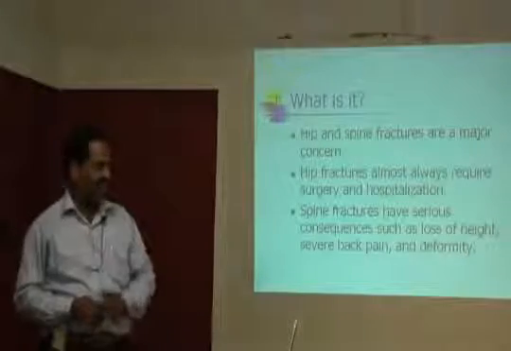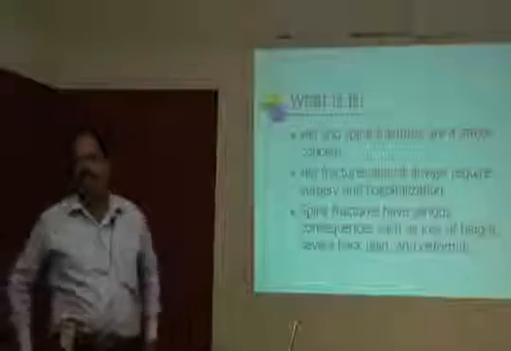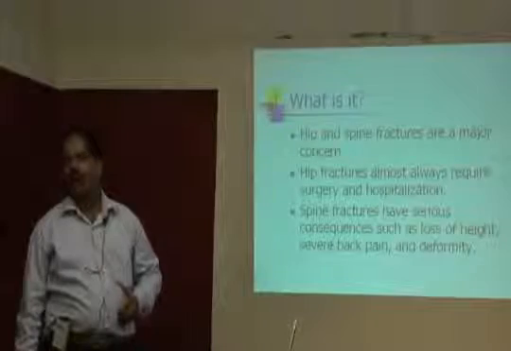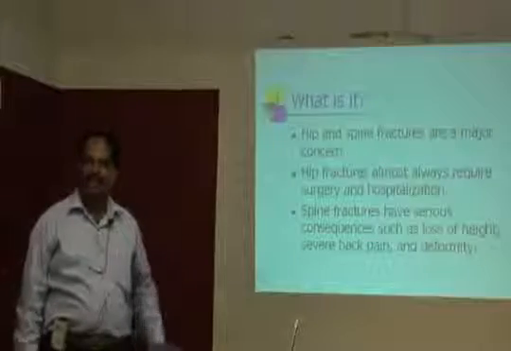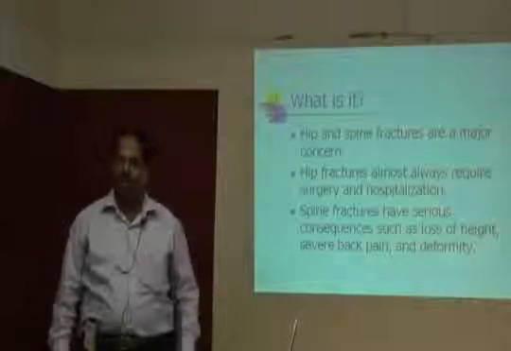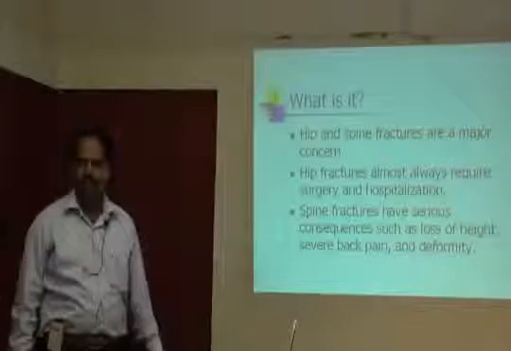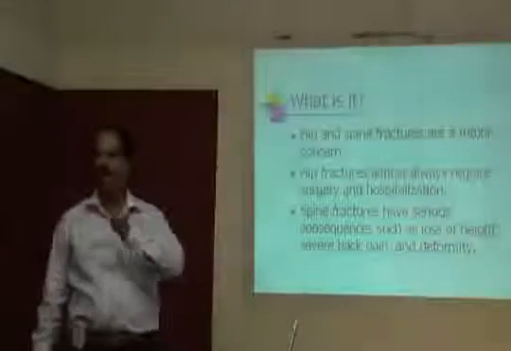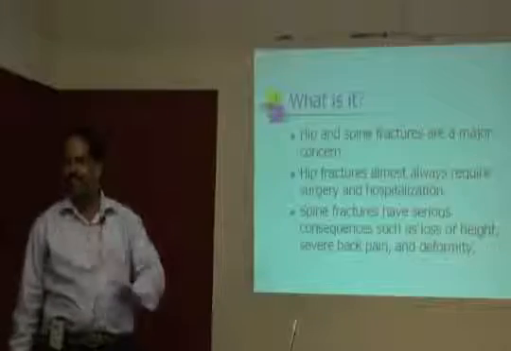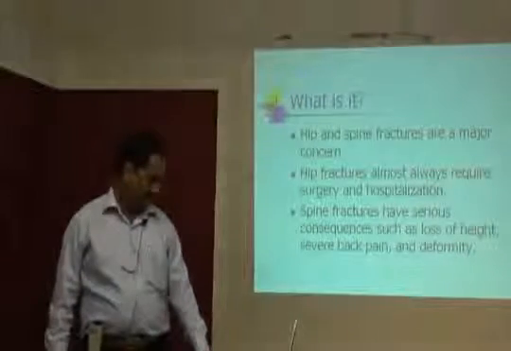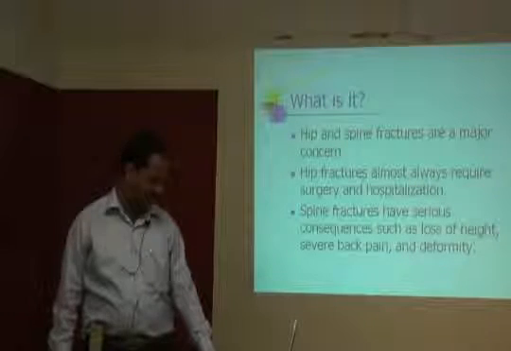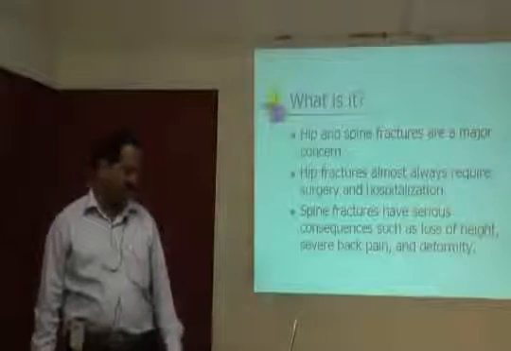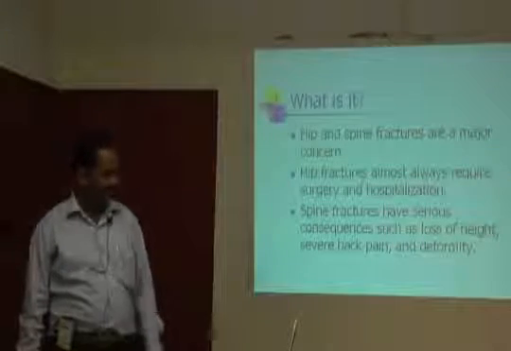Hip and spine fractures are a major concern. The spine is a concern because it contains the spinal cord. Most of the time there is hemiplegia or paraplegia. One leg is not usable, or both legs are not. At different levels of the spine you have different nerve supply and then different complications. Hip fractures almost always require surgery and hospital stay. They cannot be corrected at home. Spine fractures have serious consequences such as loss of height, severe backache and deformity.